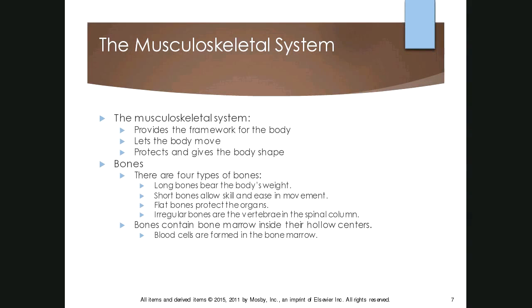The musculoskeletal system provides the framework for the body and lets our body move, and it protects and gives the body shape. There are 4 types of bones: long bones, short bones, flat bones, and irregular bones. The long bones bear body weight. Short bones allow skill and ease in movement. Flat bones protect the organs, and irregular bones are the vertebrae in the spinal column. The bones contain bone marrow inside their hollow centers, and the blood vessels are formed in the bone marrow. So our bones are important.